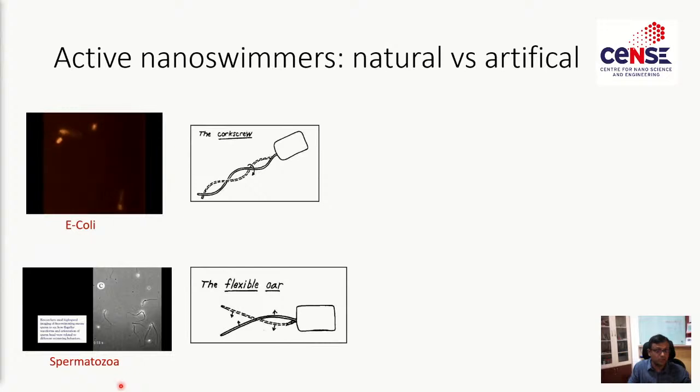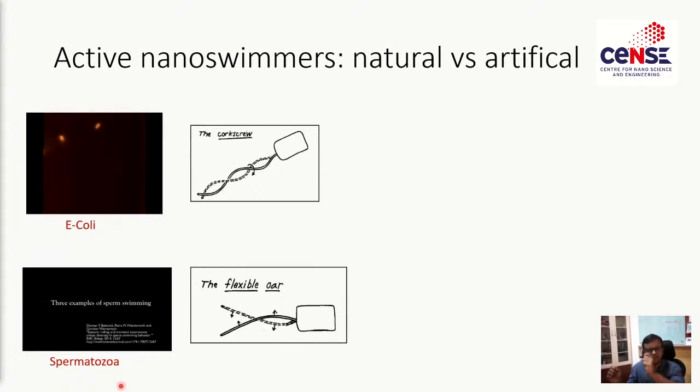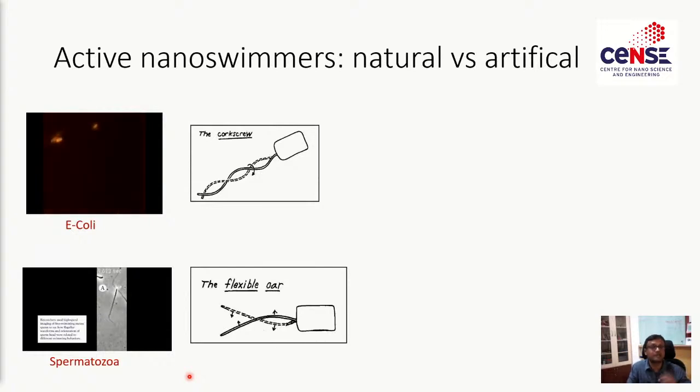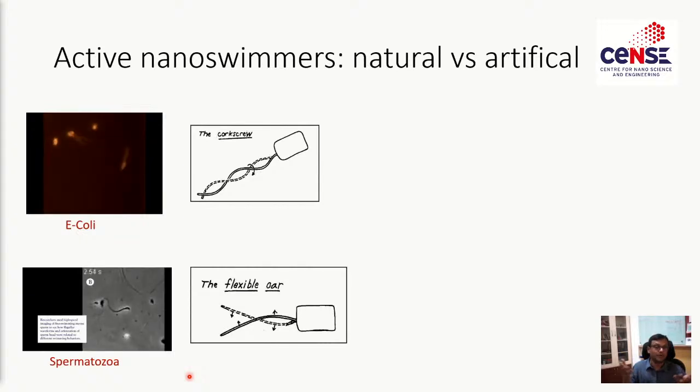Similarly, spermatozoa have a long flexible filament, and it has some form of a whiplash type motion. So when you see this movie playing, you'll be able to see some form of a whip-like motion, and using that, it's able to move. So if I had to make you a million times smaller, trust me, this is the only way you would be able to move in a regular fluid.